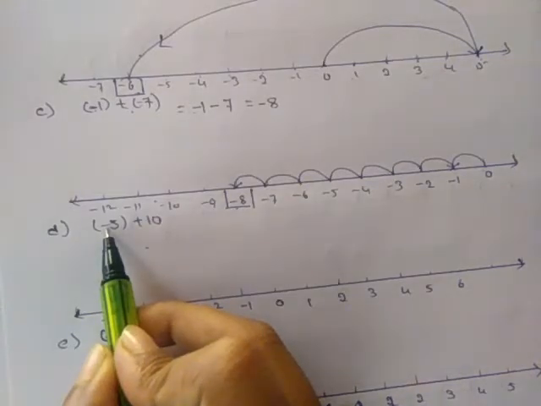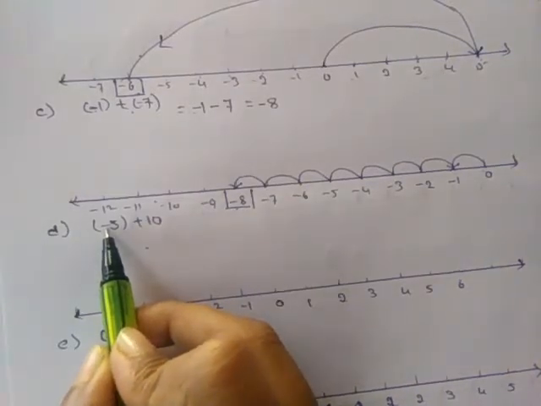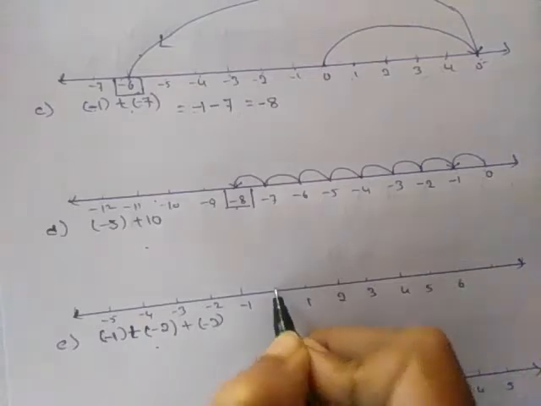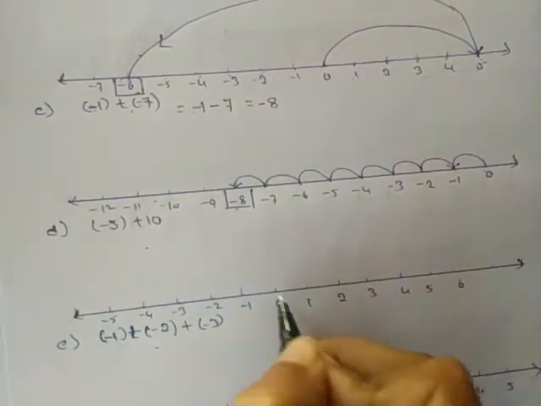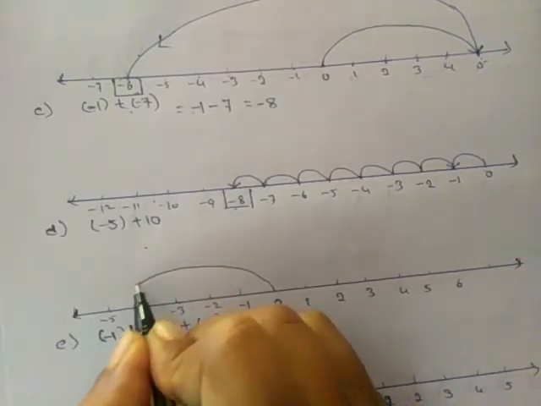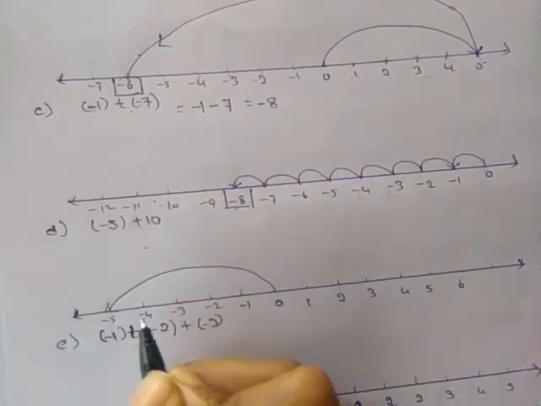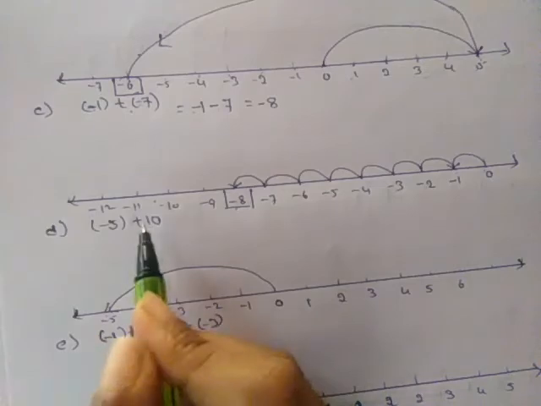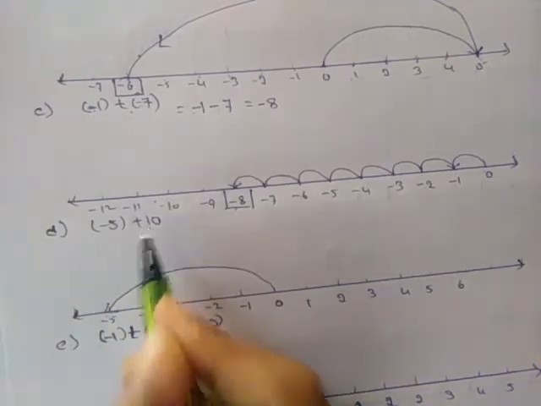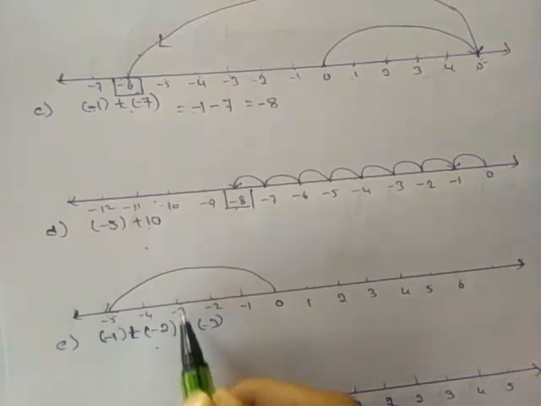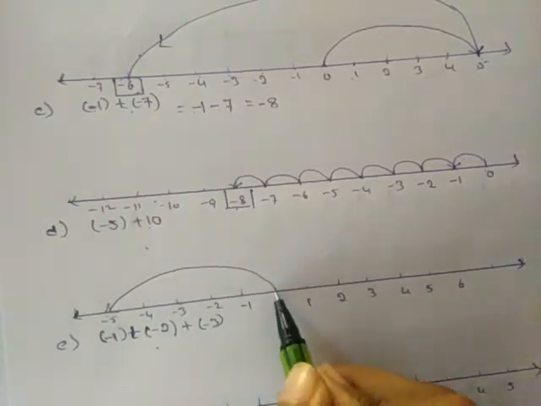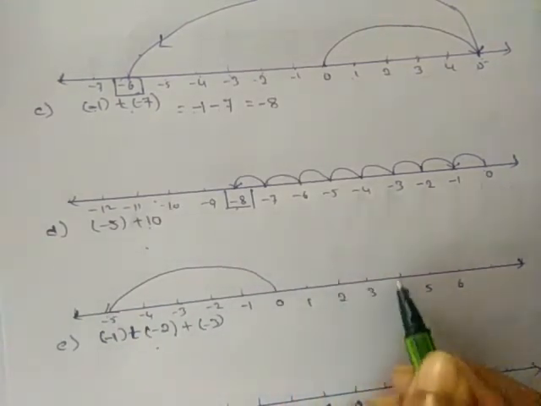First, from 0, we'll move minus 5 steps. From 0, minus 5 steps. 1, 2, 3, 4, 5. Right? Then again, from minus 5, we need to move plus 10 steps. 1, 2, 3, 4, 5, 6, 7, 8, 9, 10.